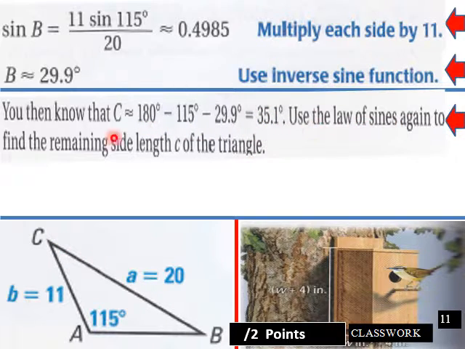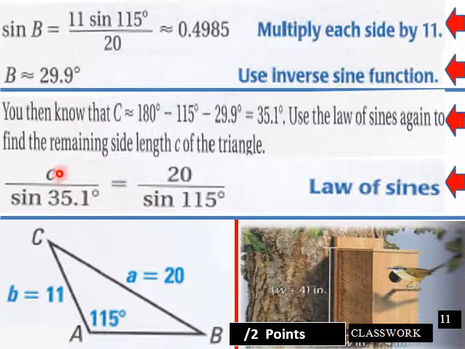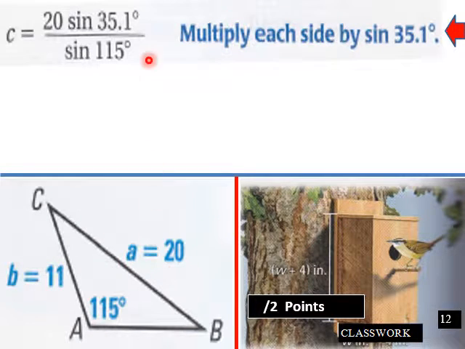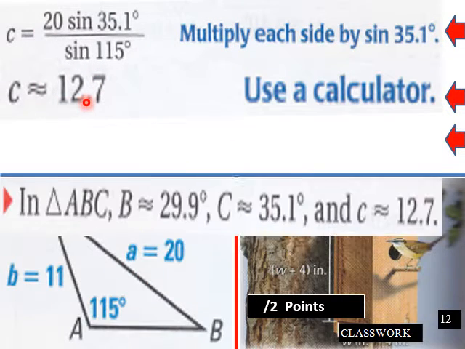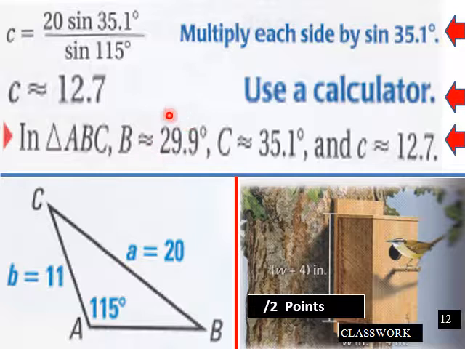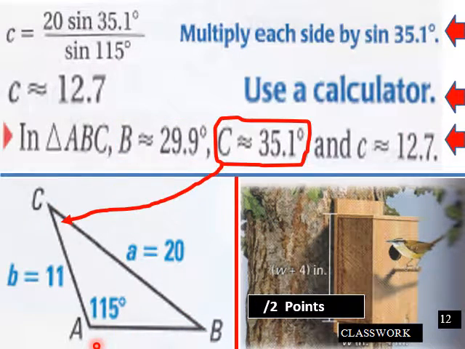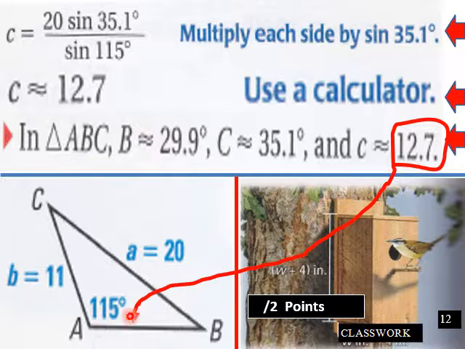Use the law of sines again to find the remaining side length c of the triangle, this side length here. So we set up our proportion again: c over sine 35.1 equals 20 over sine 115. When we do this on our calculator, we get 12.7. So B and C are angle measures, and here is our side length c, which equals 12.7.